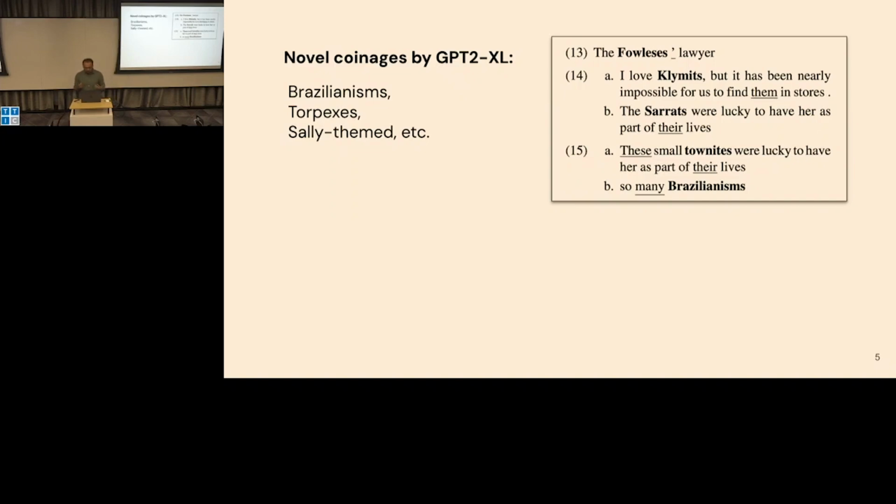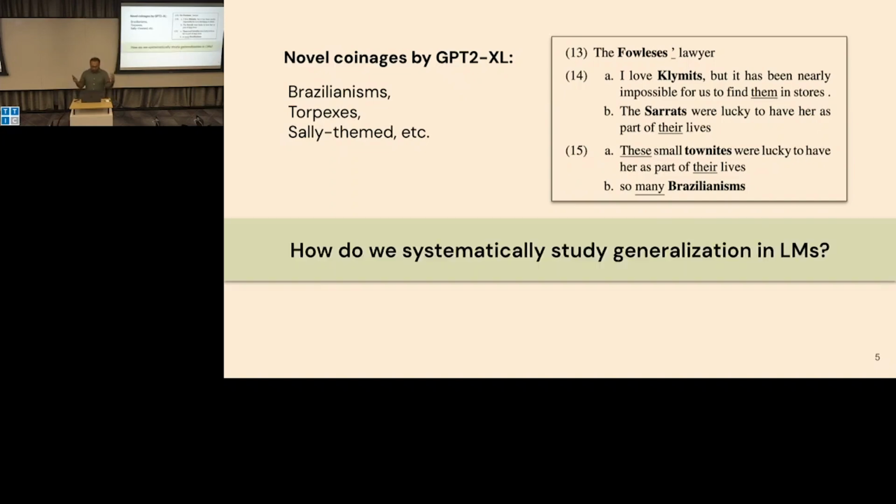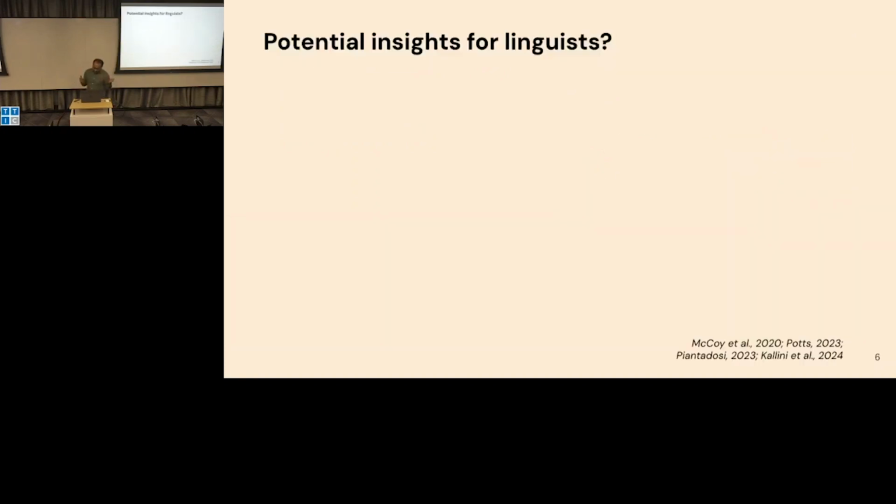So the main question I wanted to ask here was how do we systematically study this? We can't just be fortunate enough to intern at Microsoft and access a large model's training data. How do we actually systematically build paradigms that can study generalization in language models? So the question here is, for AI, there are clear implications.